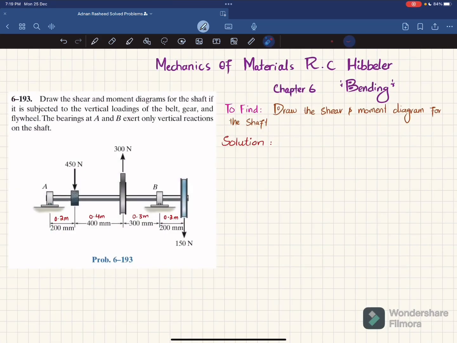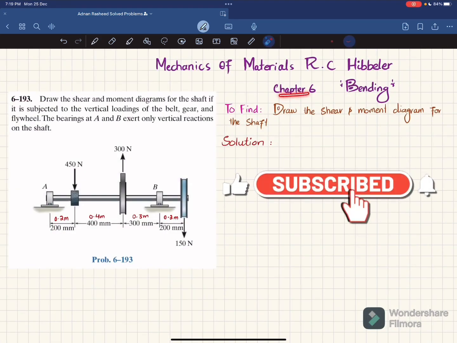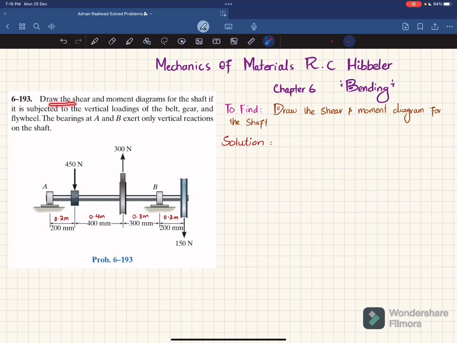Welcome back. In this video, we are going to solve problem 6-193 that is taken from chapter number 6, bending, and the book is Mechanics of Materials by R.C. Hibbeler. The statement is: draw the shear and moment diagram for the shaft if it is subjected to vertical loadings of belt, gear, and flywheel. The bearing at A and B exert only vertical reaction on the shaft.